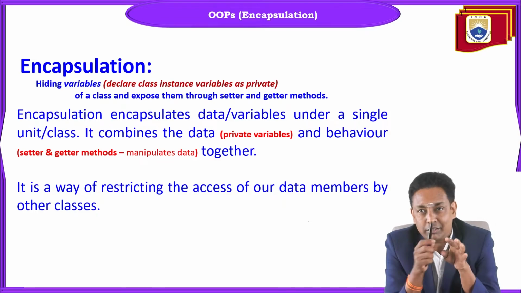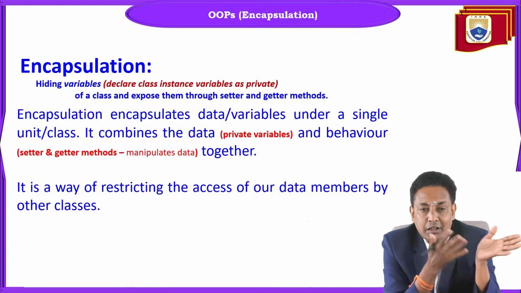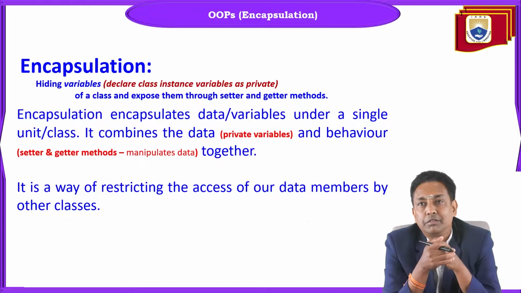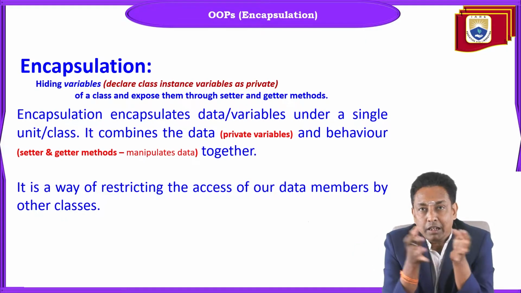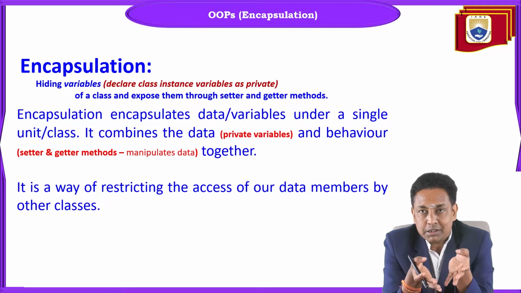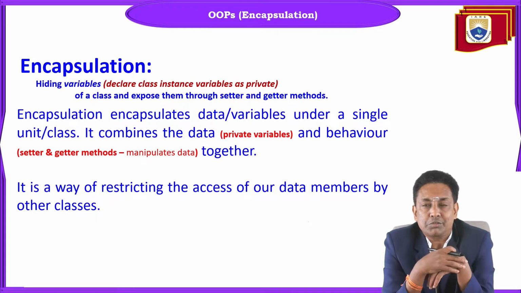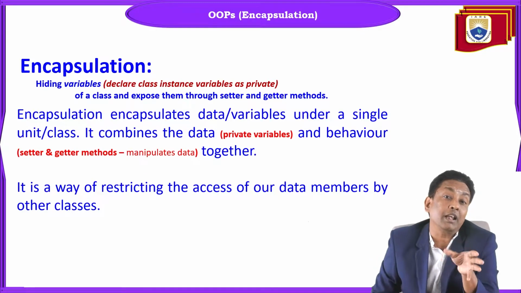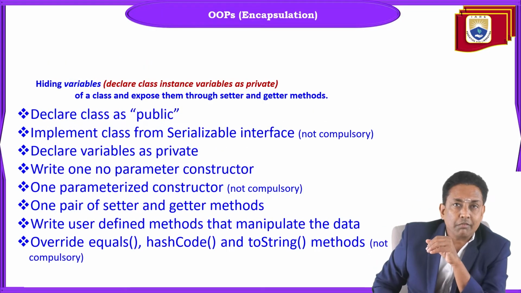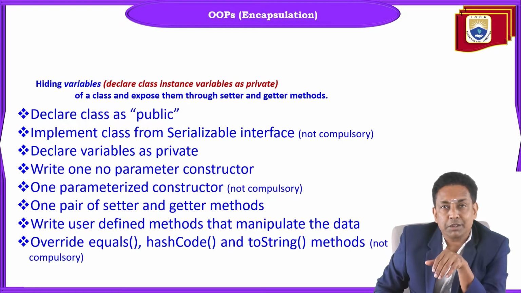So data means variables, behavior means method. So it combines both the data and the private variables and behavior, the public setter getter methods on those variables, together into one class. It is called as what? Encapsulation. It is a way of restricting the access of our data members by other classes. Okay. We'll come to these points anyway.